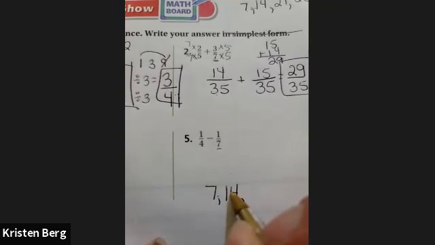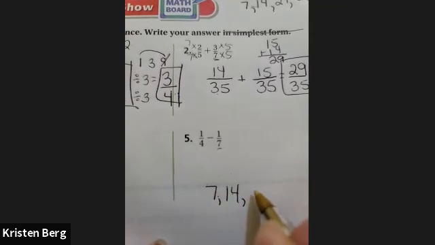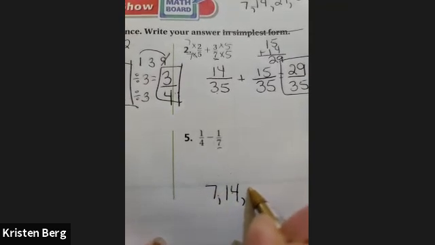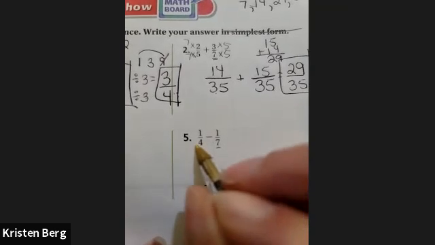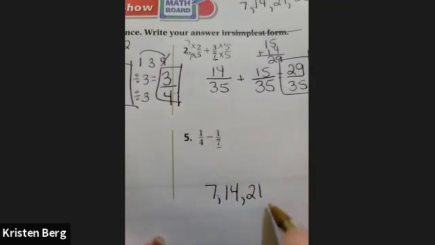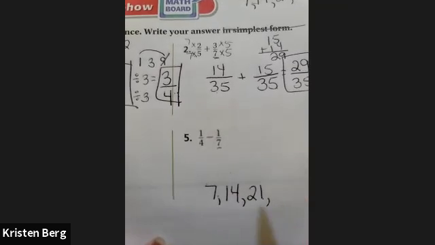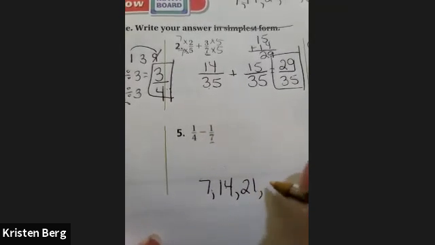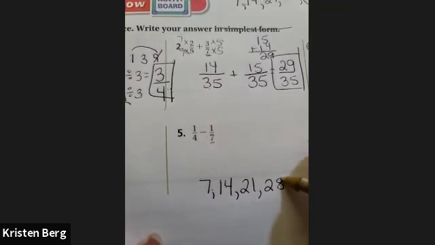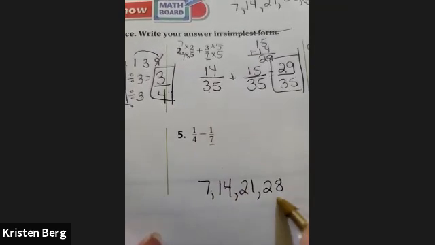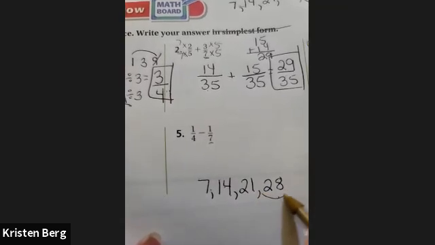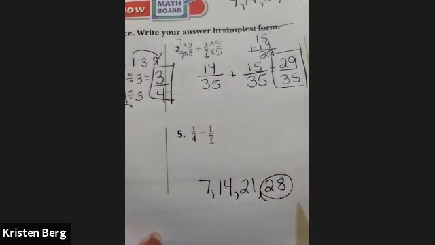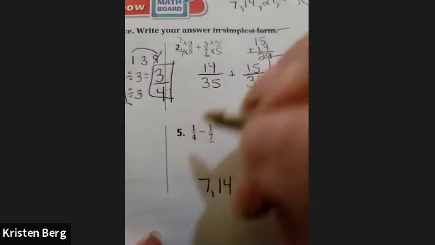7, 14, plus another 7 would be 21. Can I get a 4 to a 21? No, I cannot. So then now I go plus another 7, which would be 28. Can I get a 4 to a 28? And yes, I can. So therefore, I just found a common denominator, which would be changing these to 28s.